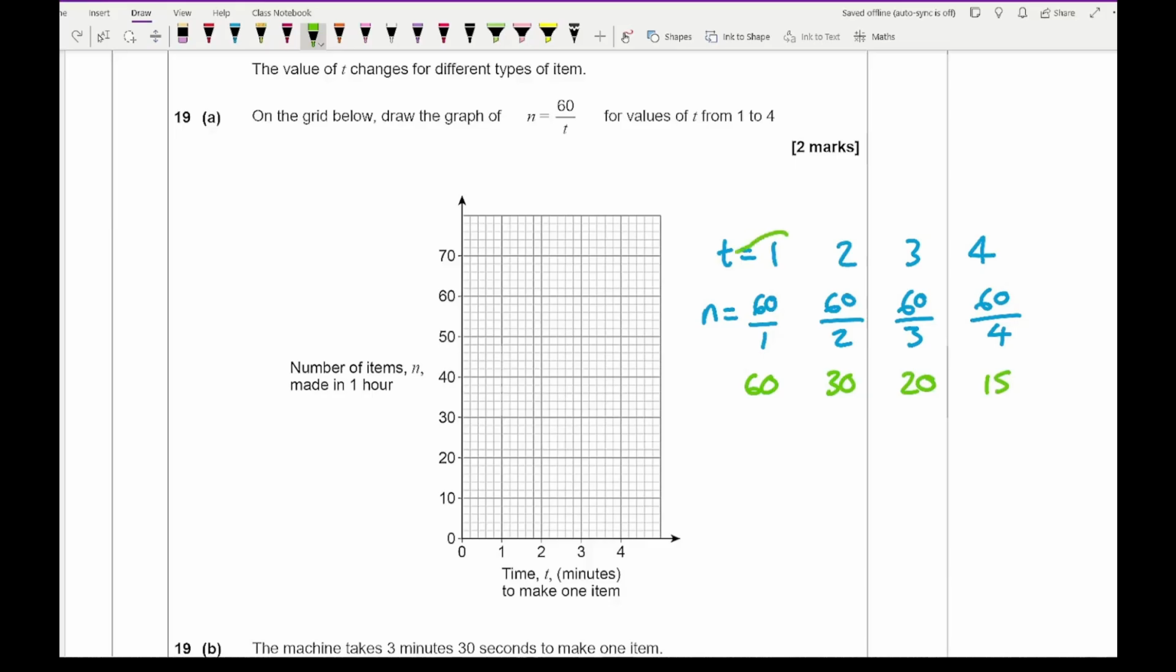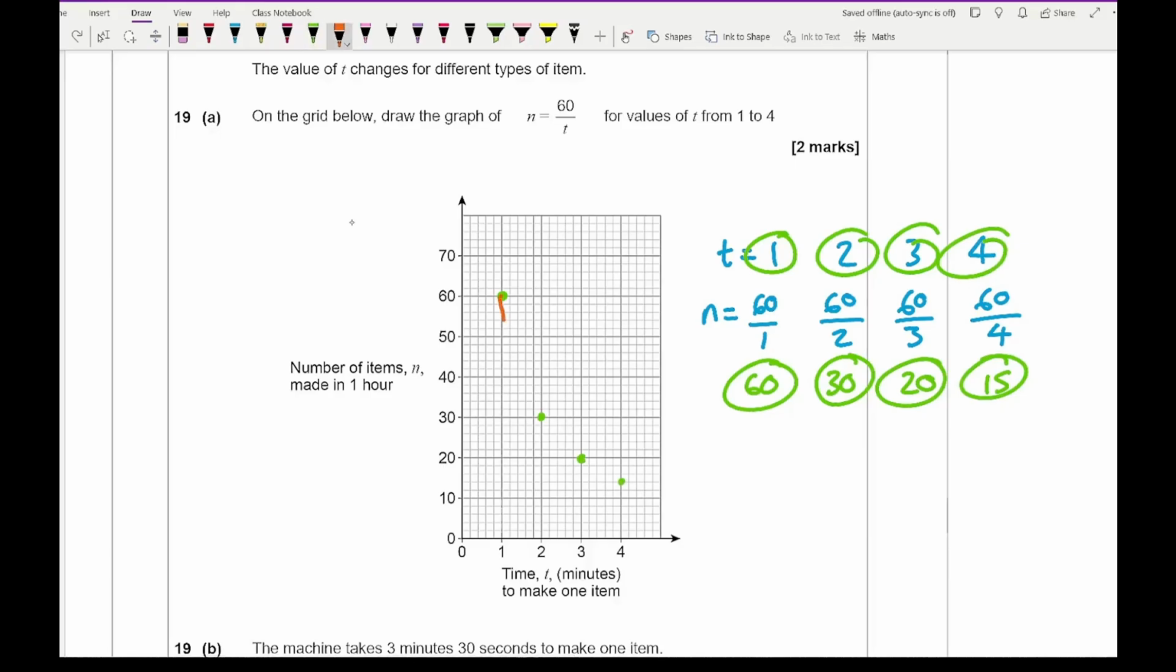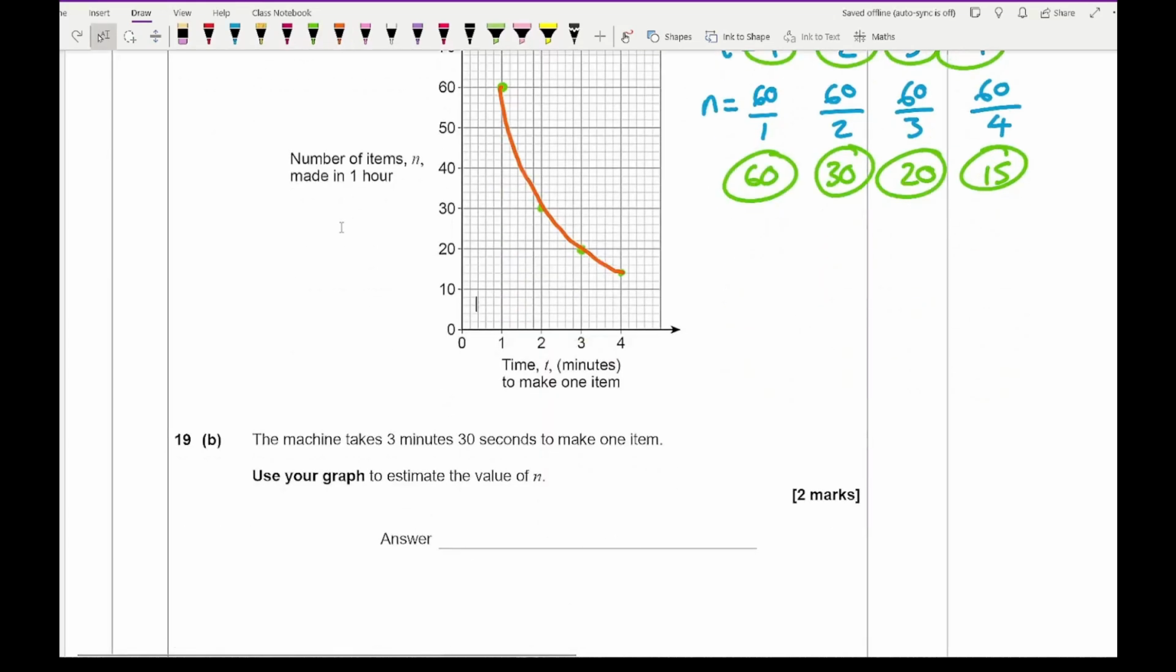So the points I then want to plot are 1, 60, so that's there. The next one is 2, 30, which is there. Then 3, 20, which is there, and 4, 15, which is there. And then all that's left for me to do is join those points up, being as accurate as possible. It then says the machine takes 3 minutes 30 seconds to make one item. Use the graph to estimate the value of n.